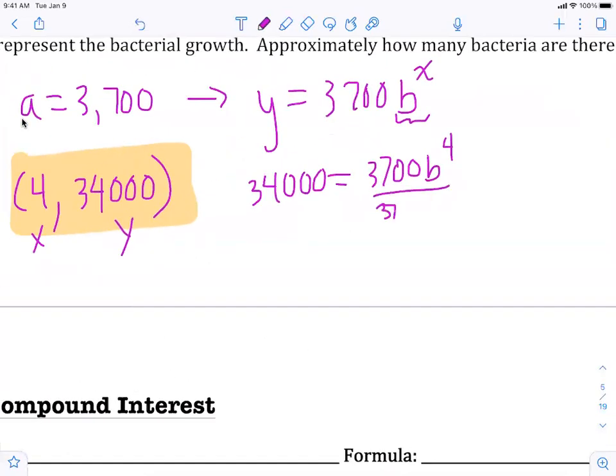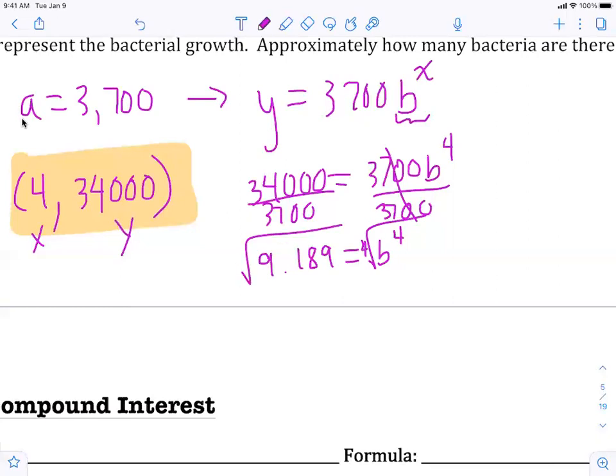We just did a whole unit on this. To get my variable alone, I'm going to divide by what's in front. That's not the nicest number. That turns out to be about 9.189-ish, b to the 4th. And our last step is going to be to take the 4th root of this. Because we're dealing with a real world scenario, technically even roots, remember, those typically produce plus or minus answers.